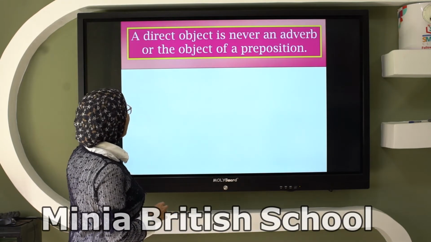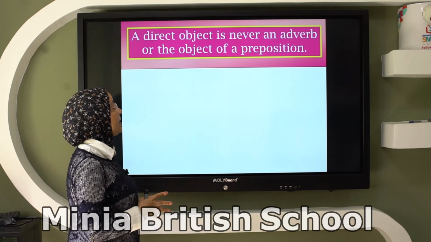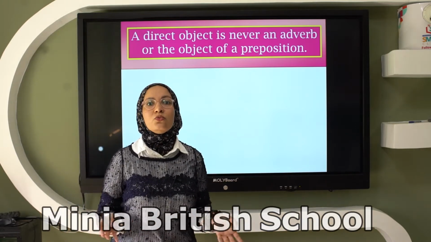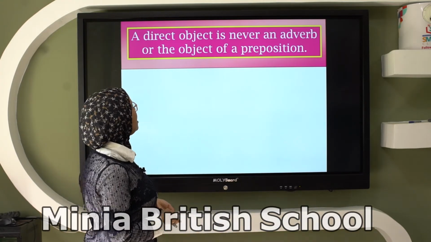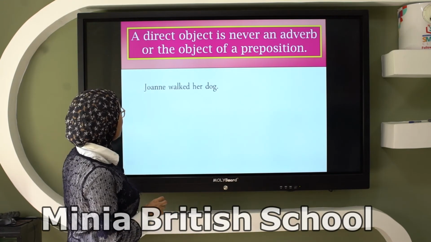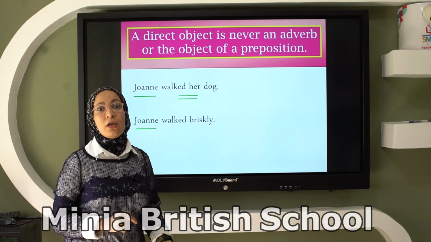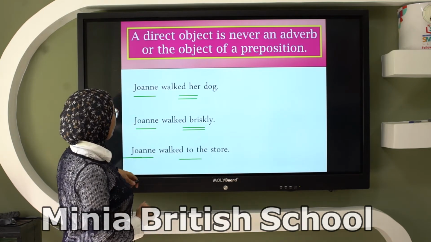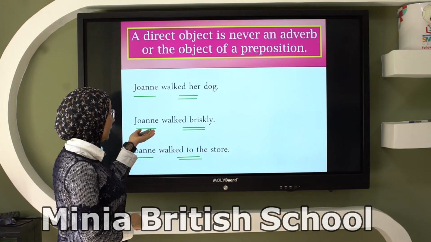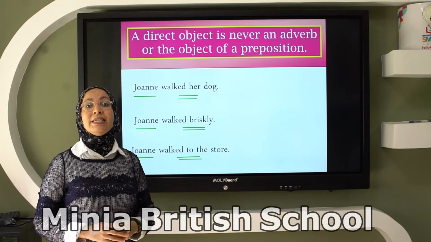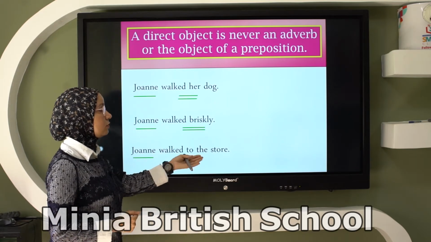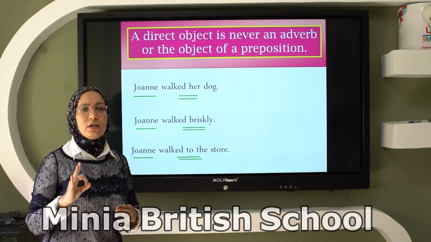Now, a direct object is never an adverb or the object of a preposition. What do these words mean? A direct object is never an adverb. Please, let's read these examples together and we will understand this. Joanne walked her dog. Joanne walked briskly. Briskly means very quickly, energetically. Joanne walked to the store. So I have here three examples.